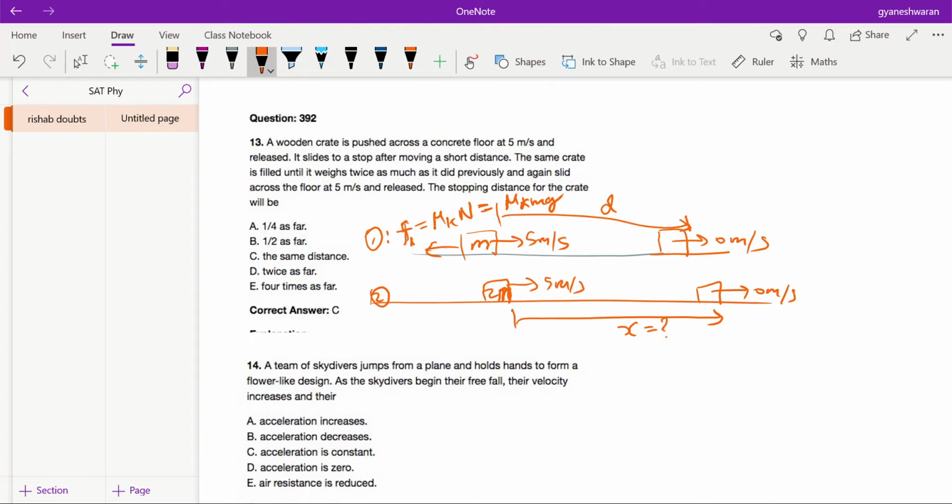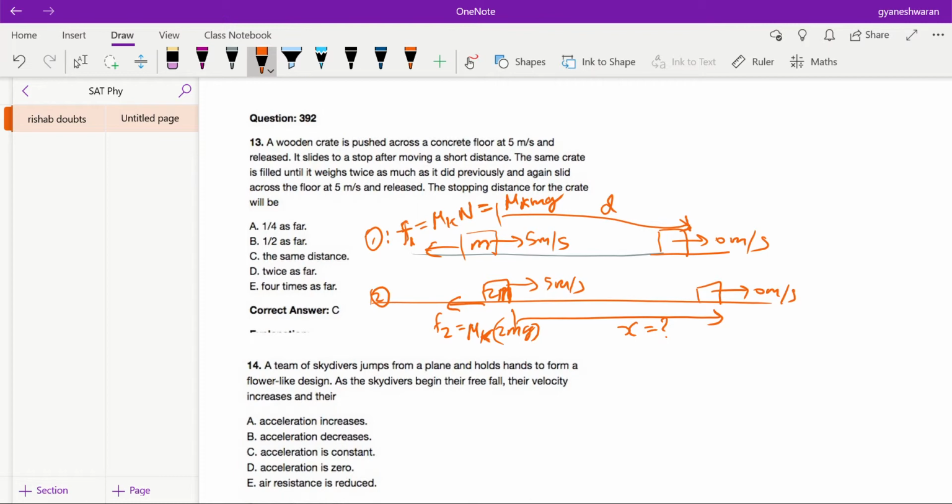Now what would be the friction force? Again it will be opposing, let us call it F2. The coefficient of kinetic friction only depends on the pair of surfaces, so it will be the same, and the normal reaction would be different now. It will be 2m times g because the new weight is 2mg.